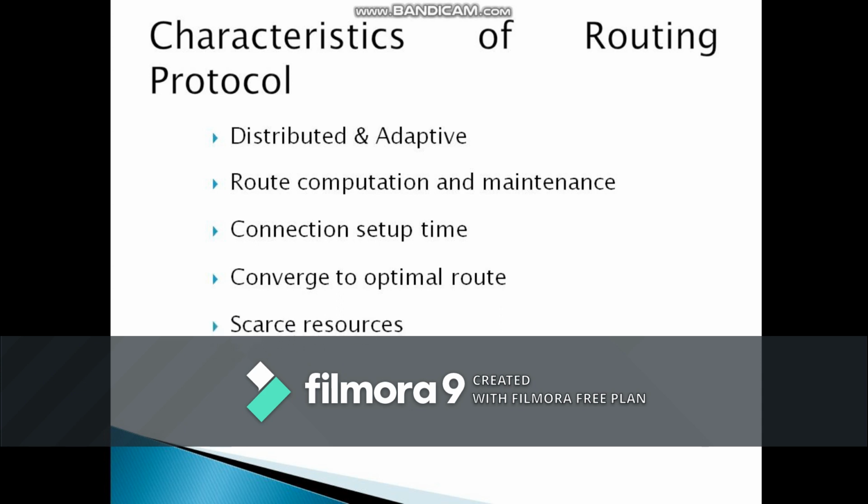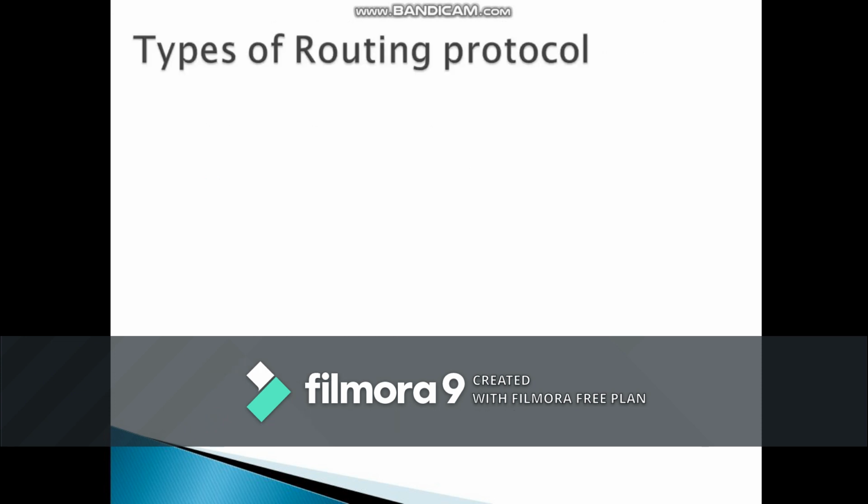It must optimally use scarce resources such as bandwidth, computing power, memory and battery power. The transmission should be reliable to reduce message losses. It will prevent the occurrence of stale routes. It must also be able to provide a certain level of quality of service as demanded by the application. Now, let us see the types of routing protocols.